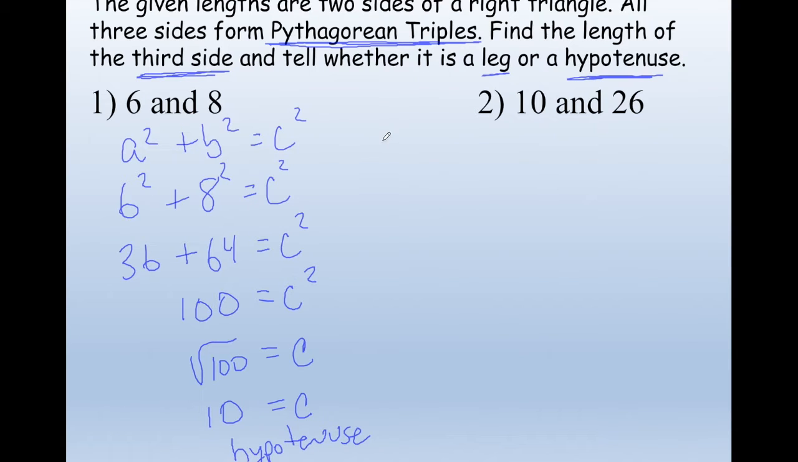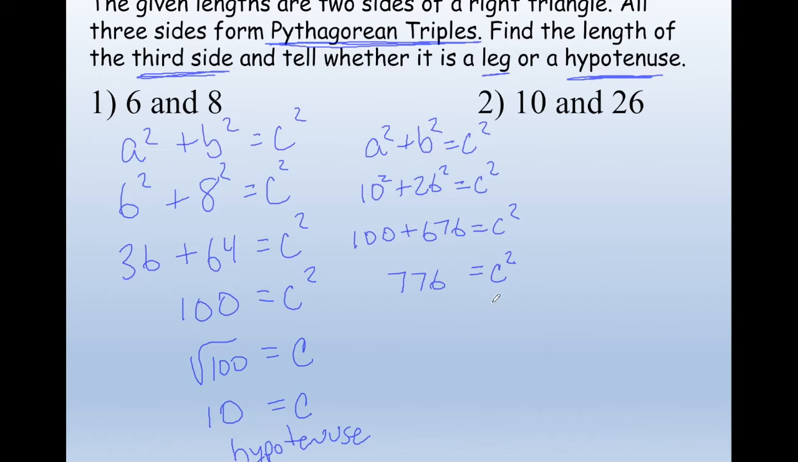Okay, let's try our second problem. 10 and 26. So we'll do the same steps. We'll put the 10 squared in here. We'll put the 26 in for B. Only takes a second to do. That's going to be 100 plus 26 squared, which is 676, equals c squared. C squared equals 776. Going to take the square root. Now remember, we expect this to be a whole number. Square root of 776 is 27.85. That's no good. So what happens is we have this set up wrong on the top.